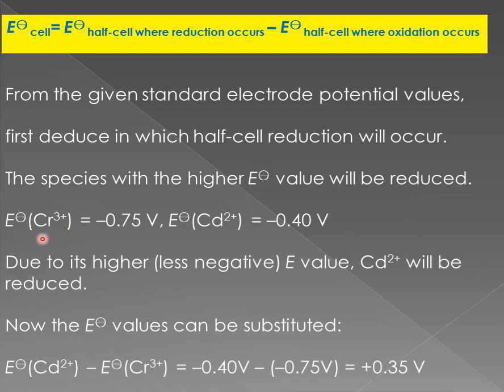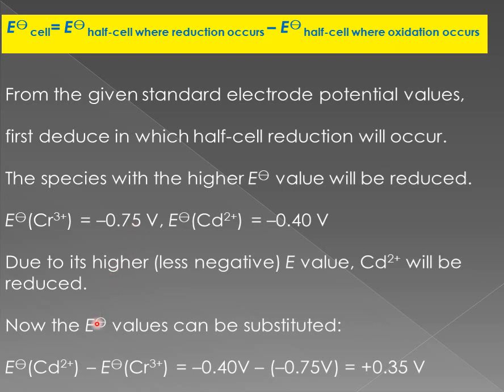Chromium's standard electrode potential is minus 0.75 volt, while cadmium's is minus 0.404 volt. Because it is higher, or less negative, cadmium will be reduced, because this number is higher than this number. Minus 0.4 is higher than negative 0.75.